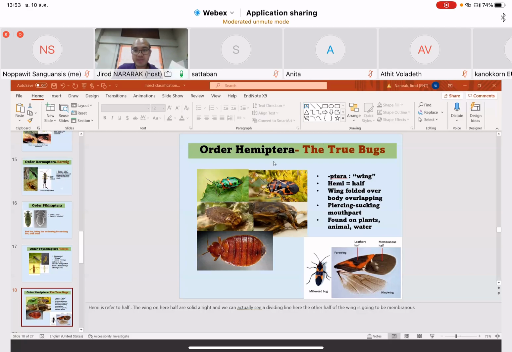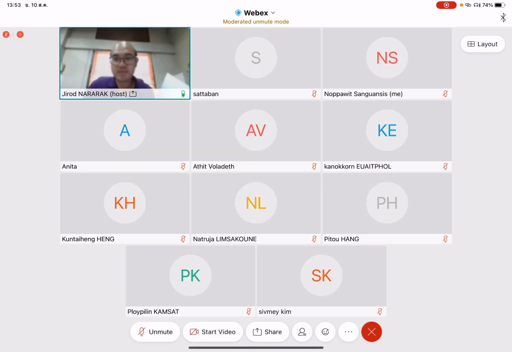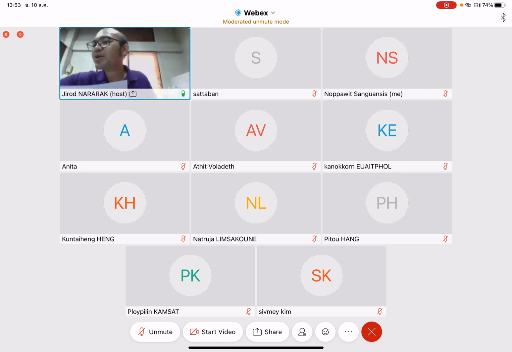I try to stop sharing. So the Isoptera wing, you can see the wing is very, very clear. I will try to draw.